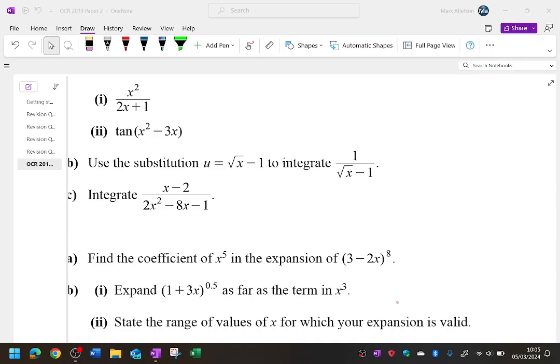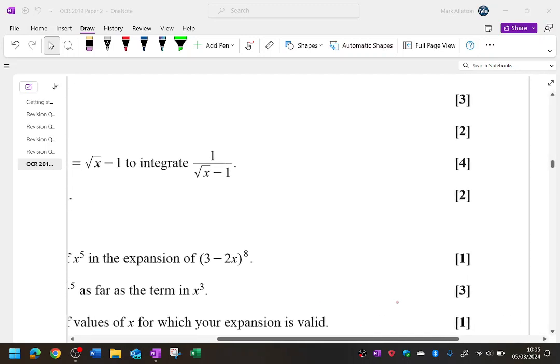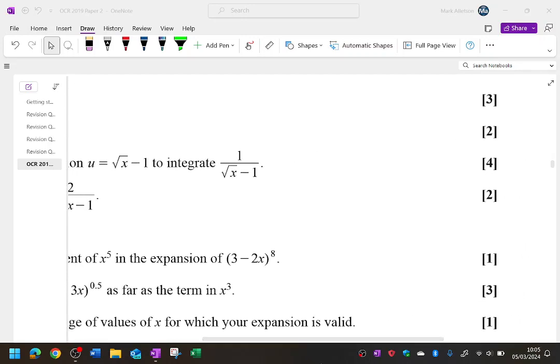Okay, this is question 1b. Use the substitution u equals root x minus 1 to integrate this. So I'll move it across a bit to give myself some space. First of all, we're starting with u is root x minus 1. So u equals root x minus 1. Just be careful when you rewrite it that you don't put the square root over the minus 1 as well. Otherwise it will be a completely different function.